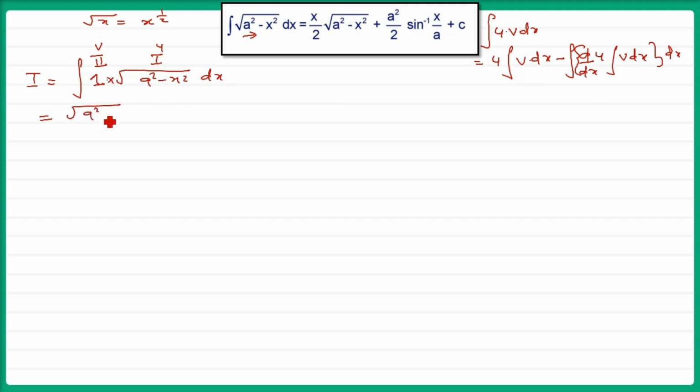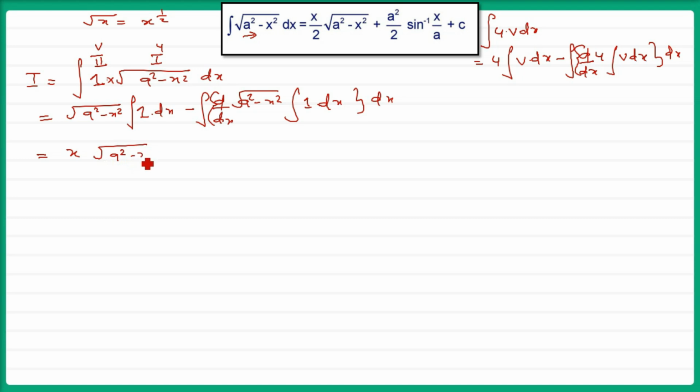So the first is under root a square minus x square, integration of 1 dx, minus integration of the differentiation of the first function, which is under root a square minus x square, times the integration of 1 dx, and then the final multiplication of these two, differentiation and integration, and again the integration. So what do we get? Integration of 1 dx is x only, and under root a square minus x square is untouched. Now we are going to do d by dx of under root a square minus x square.